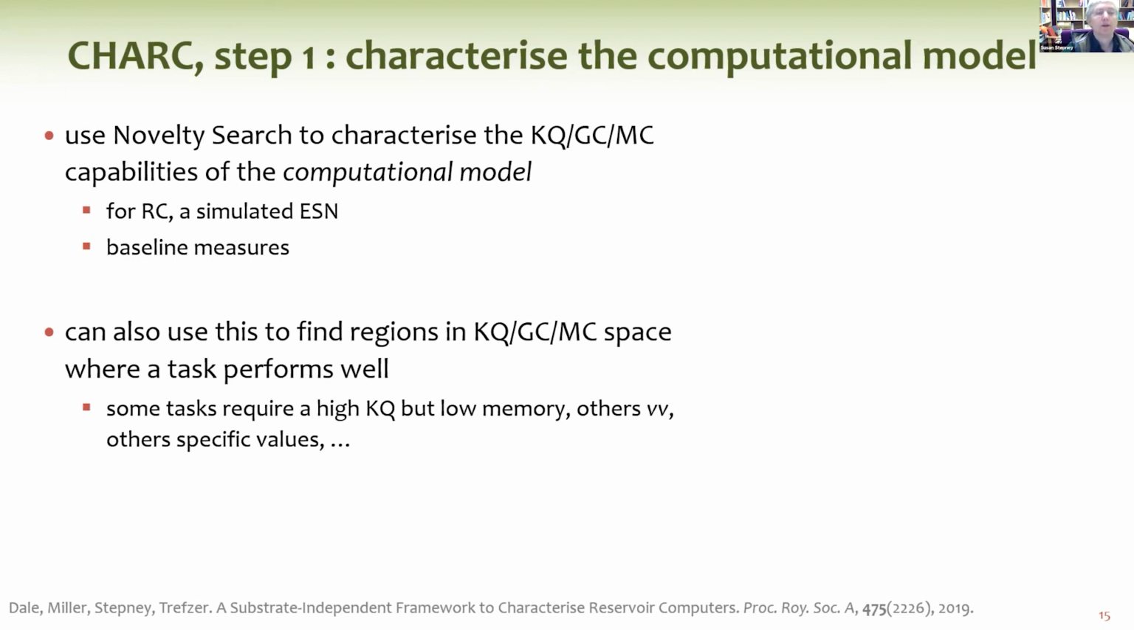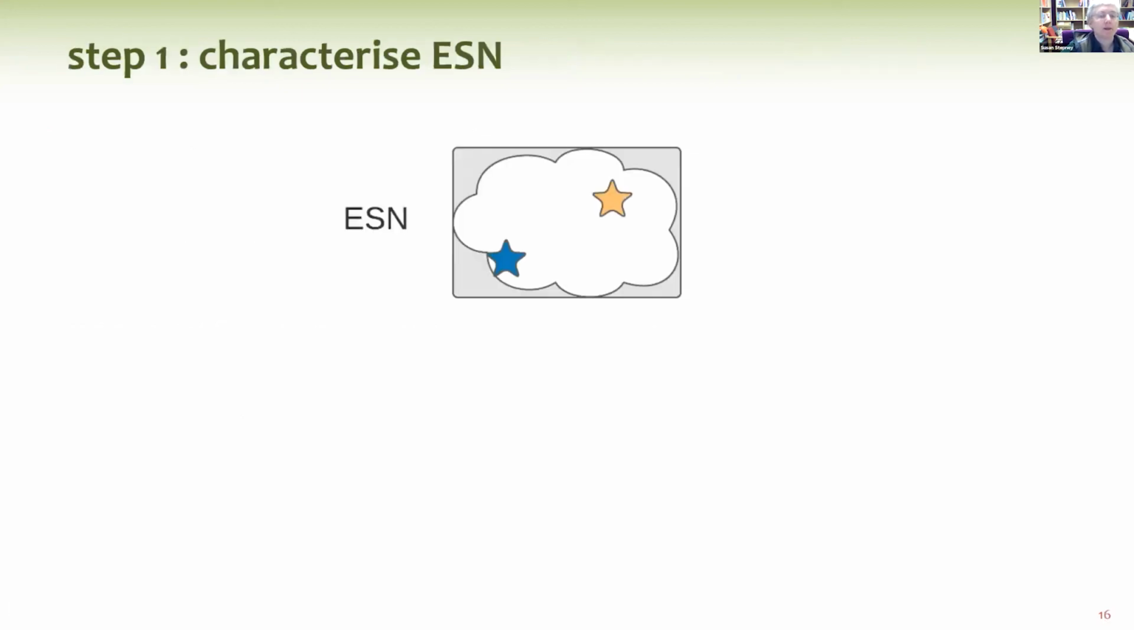What echo state networks can we find? And we use this as a baseline measure. And we can then use this to find regions in this space where a particular task, be it a benchmark task or a real task, performs particularly well, what particular reservoir performs well. So some tasks require different properties from other tasks. So here's this conceptually: the gray box is the space, the computational capacity space. The cloud represents how much of it can be filled by echo state networks, and the stars represent places in this space where particular tasks are performed particularly well.